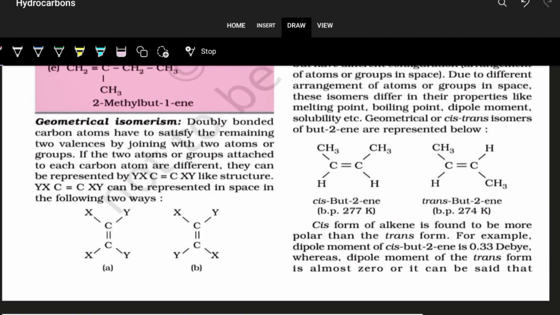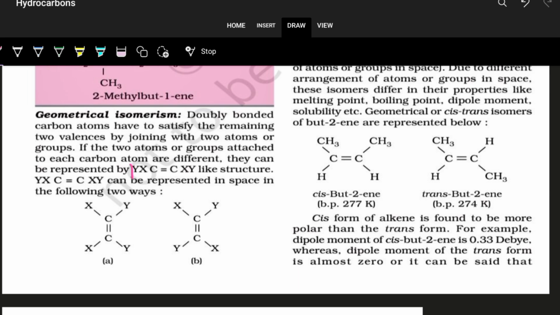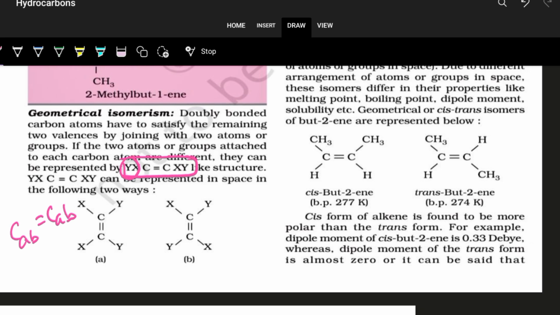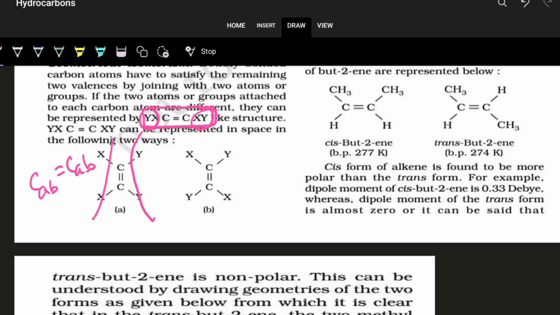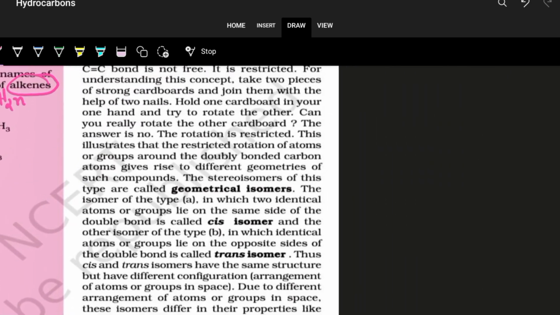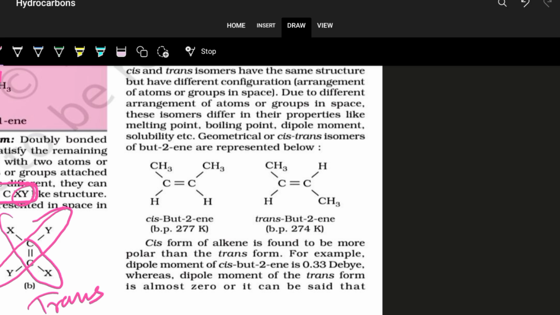Okay, so geometrical isomerism exists between this type of alkene only. So I will say CAB double bond CAB type alkenes or CXY double bond CXY type alkenes, where if X and Y remain on the same side, then it is a cis isomer, and if they remain diagonally opposite, then it is a trans isomer. So when you draw the geometrical isomers, you get this type: cis-butene, trans-butene. It's a butene system, 1, 2, 3, 4.